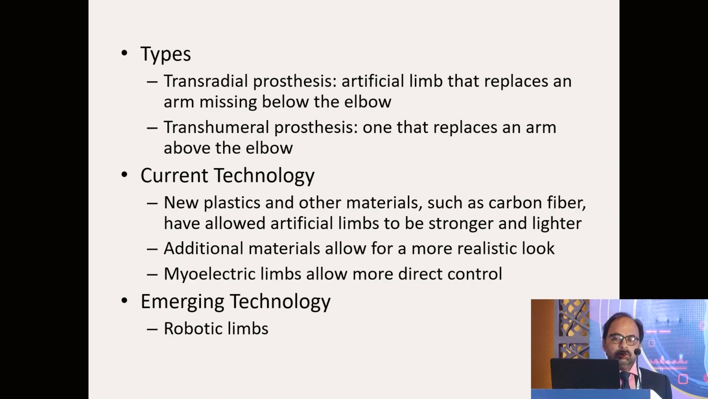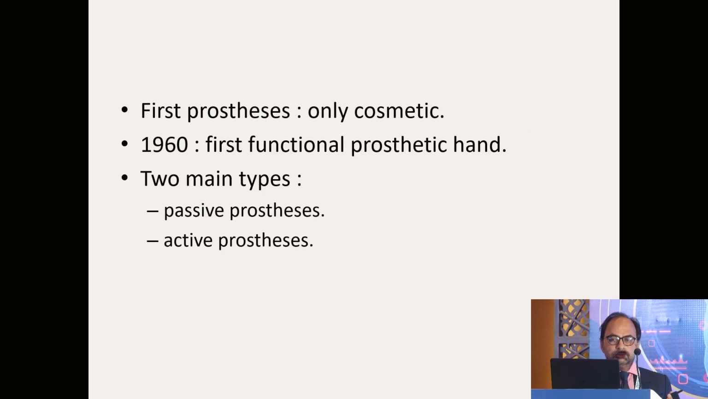We have current technology also, new plastics and other materials, carbon fibers, which have allowed artificial limbs to be stronger and lighter. And now, because of new cosmetic additional materials, they look more realistic. Sometimes when we see the pictures, we may not be able to identify whether the person is wearing a prosthesis or not. And myoelectric limbs allow more direct control. And the emerging technology of nowadays is robotic limbs.